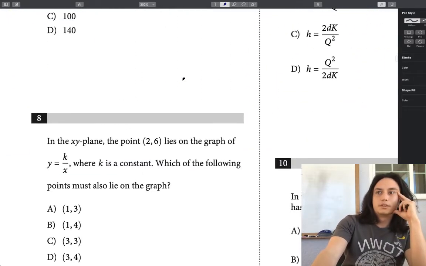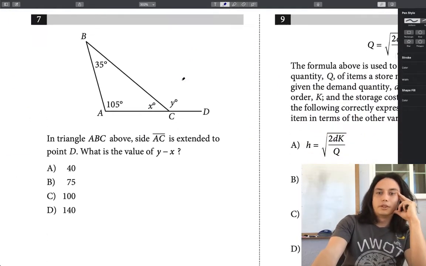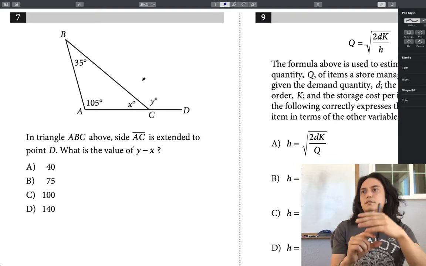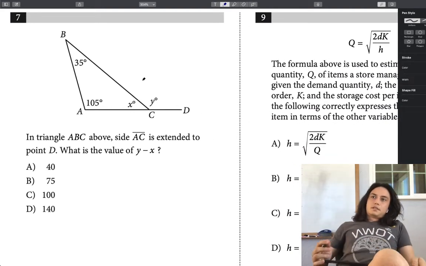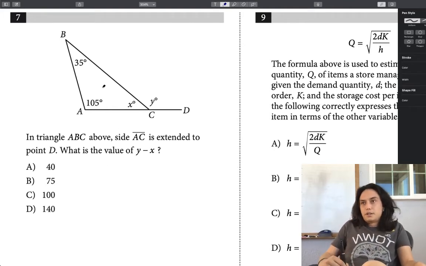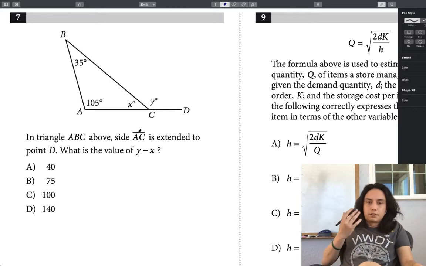Question 7. Oh boy, geometry. Fine. In this triangle, side AC, this side, here's a note. As I'm reading, whenever there's a diagram or an equation and they're describing it, I always make sure that I'm constantly double checking to follow along with what they're saying. In triangle ABC above, that's this one. Triangle ABC. Cool.